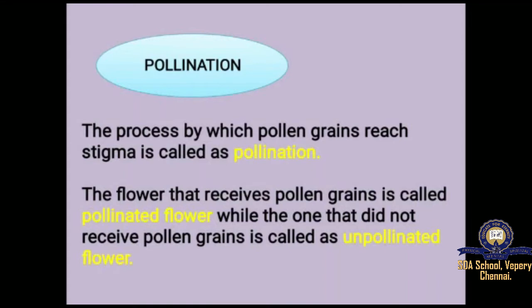The flower that receives pollen grains is called a pollinated flower, while the one that did not receive pollen grains is called an unpollinated flower. So when a flower receives pollen grains, it is called a pollinated flower. When it does not receive pollen grains, it is called an unpollinated flower.